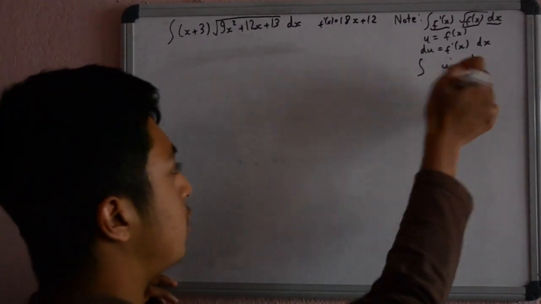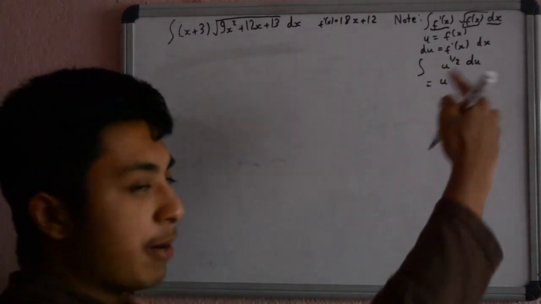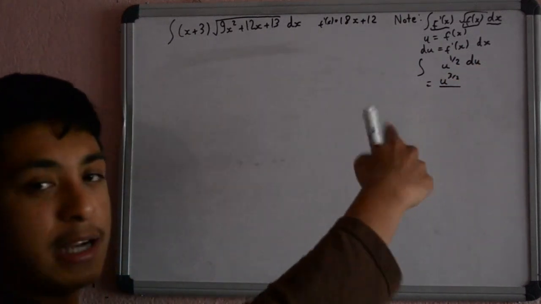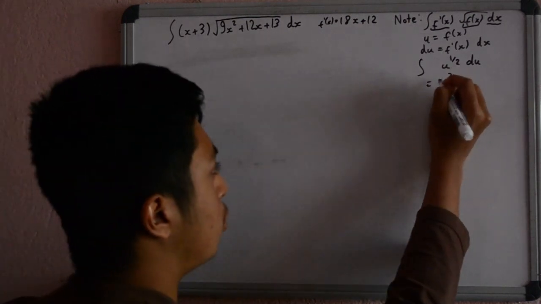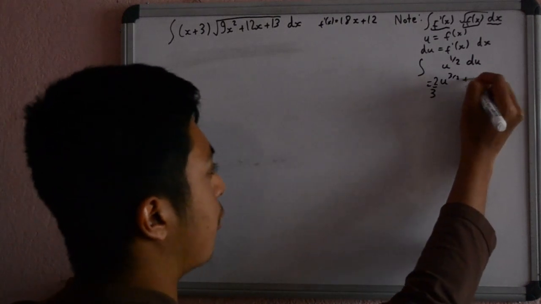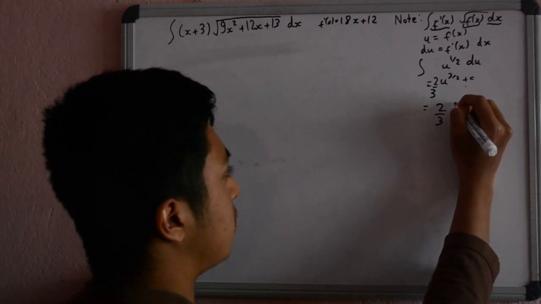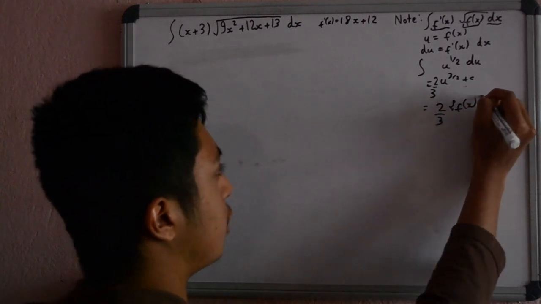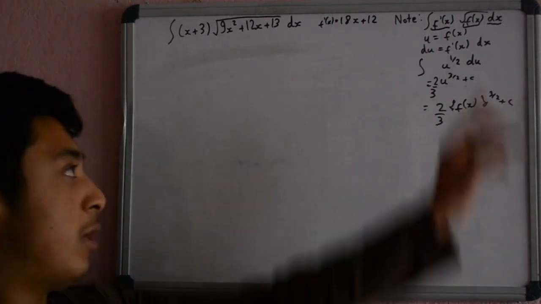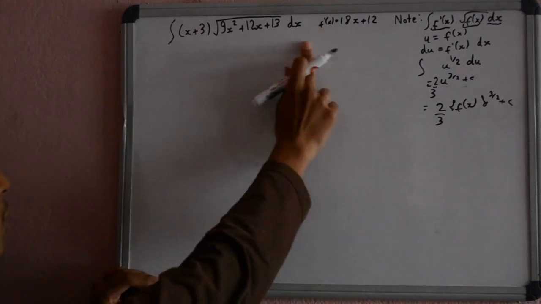You can rewrite this root in terms of power, and it's just going to be u to the power 1/2 plus 1, which is 3/2, divided by 3/2, which is just 2/3. So 2/3 u to the power 3/2 plus c, of course. u is our function, so that's just our function to the power 3/2. So basically we want this form so we can easily integrate it. So let's do that over here.